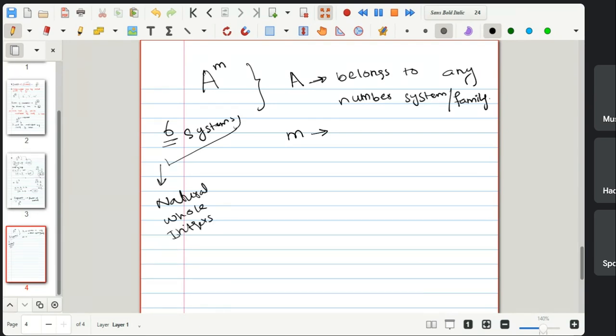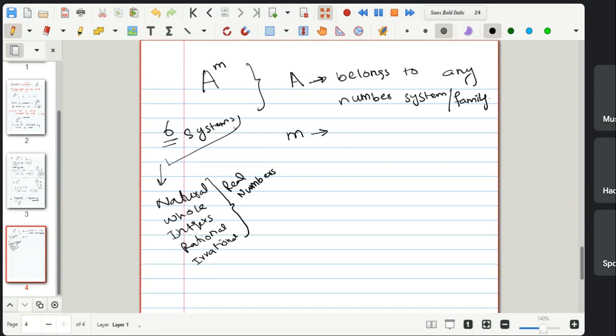Natural, whole, integer, rational and irrational. These all belong to the category of real numbers. Every number in mathematics that you see is a real number. So these are all the subfamilies or subcategories or subsystems of the real numbers.